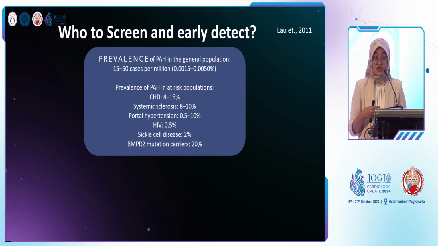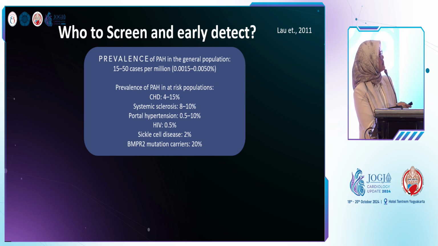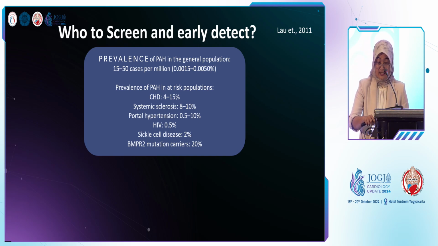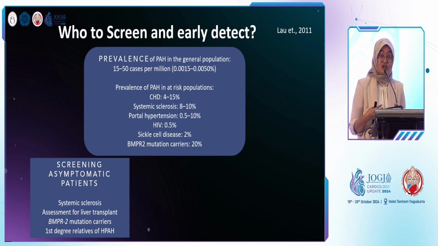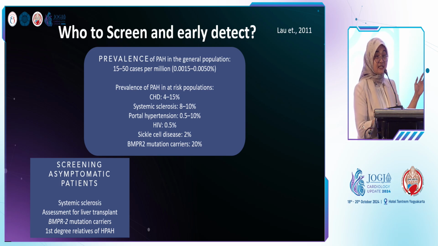For example, those who have congenital heart disease, as well as those who have connective tissue disease, for example systemic sclerosis or systemic lupus erythematosus, or those with portal hypertension, HIV, or any genetic mutation carrier. Screening of asymptomatic patients can be considered in situations such as when they would like to do a liver transplant, for genetic mutation carriers, or for first degree relatives of those with hereditary pulmonary arterial hypertension.